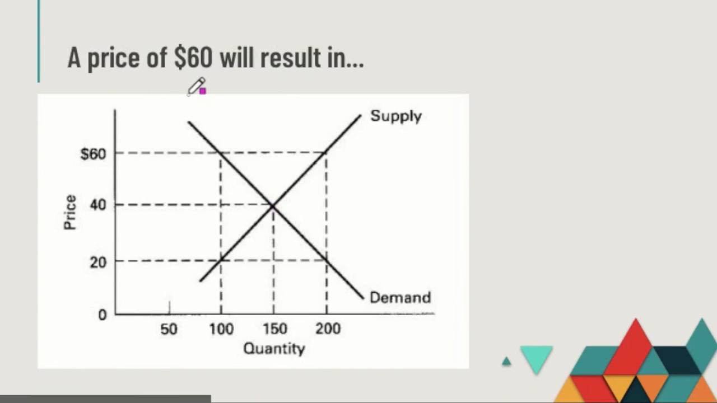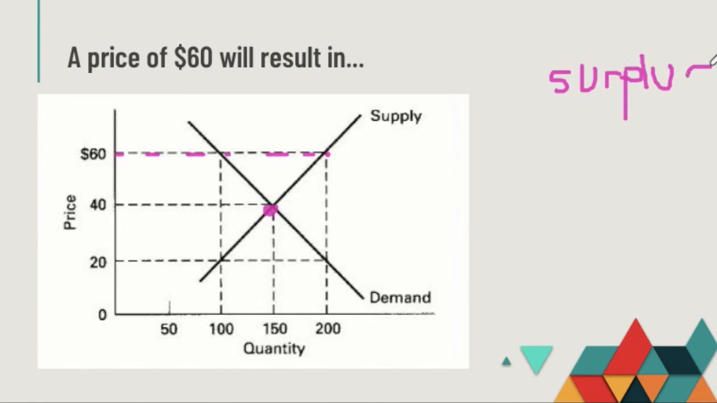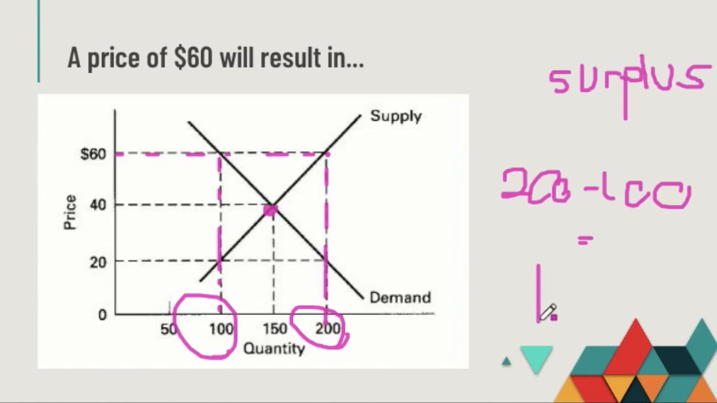And our last question, a price of $60 will result in what? Now our equilibrium is here. And a $60 price is going to draw dotted lines there, right here. Supply is exceeding demand. So when supply exceeds demand, we have a surplus. And if we want to say how many units that surplus is, we can just subtract the first number from the second number. The quantity supplied at $60 minus the quantity demanded at $60. It's going to be 200 minus 100, and that's going to give us 100 units. So what we have at price 60 is going to be a surplus of 100 units.